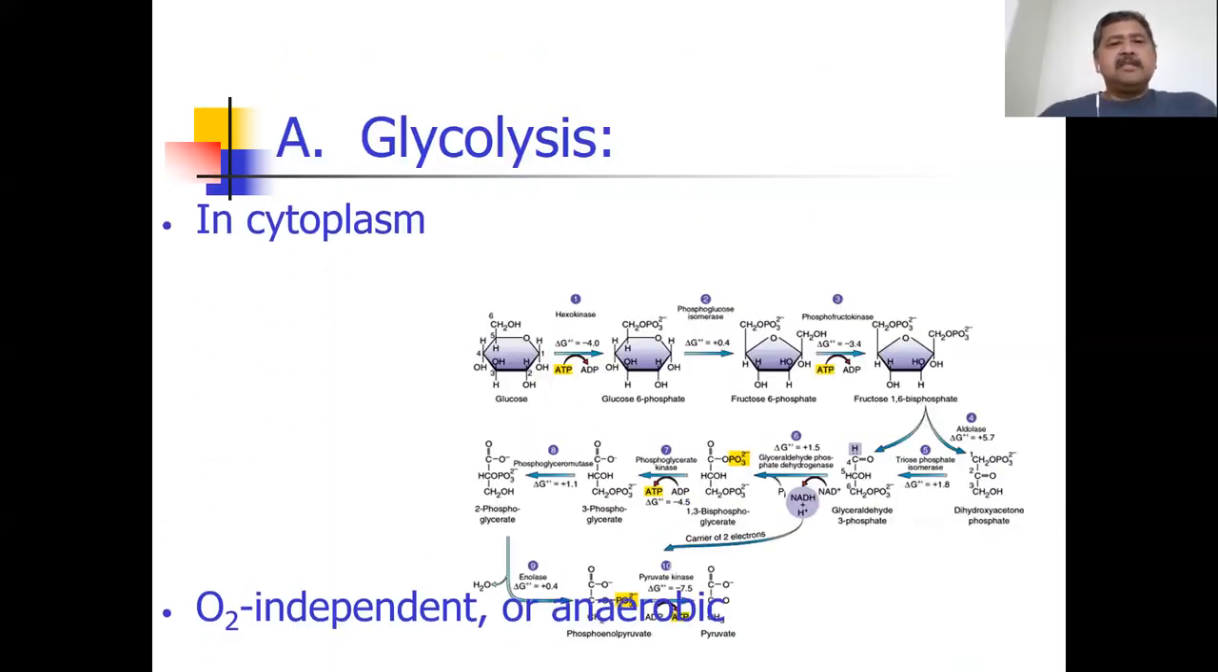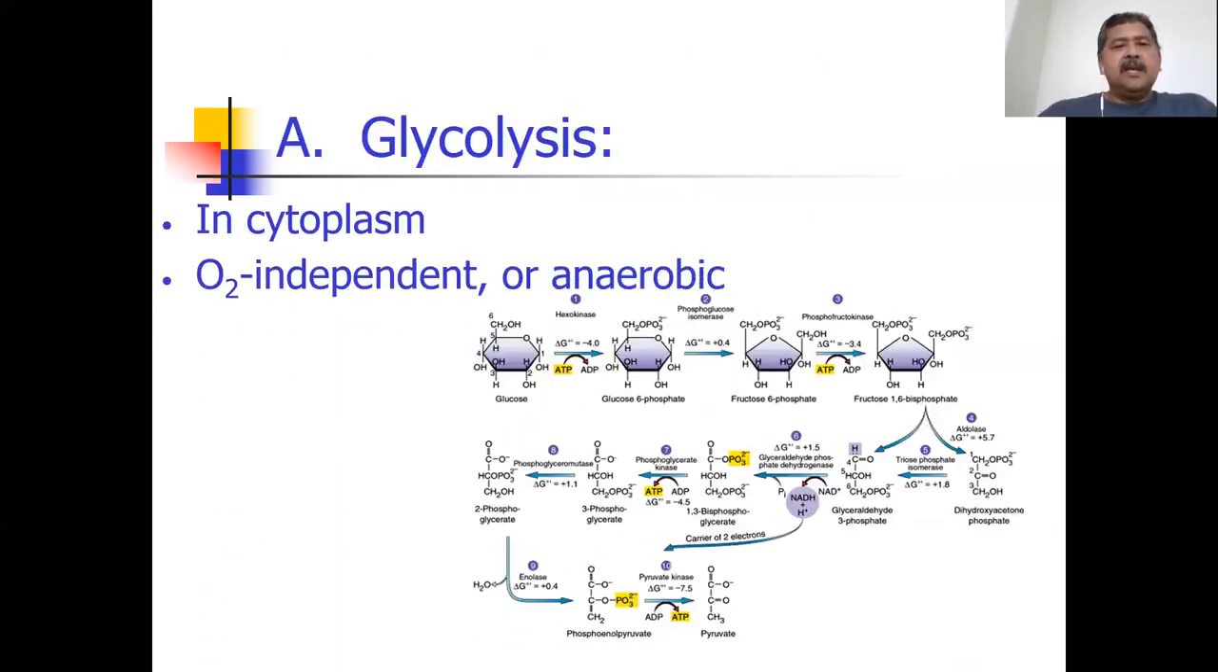So glycolysis, again, happens in the cytoplasm. It's independent of oxygen, does not require oxygen. So we say, here's a new term, it's anaerobic.